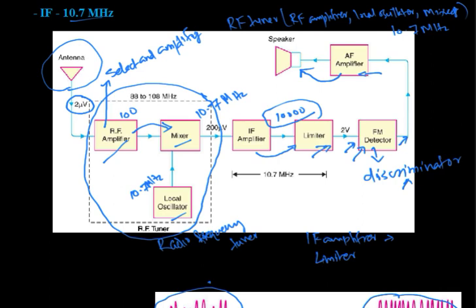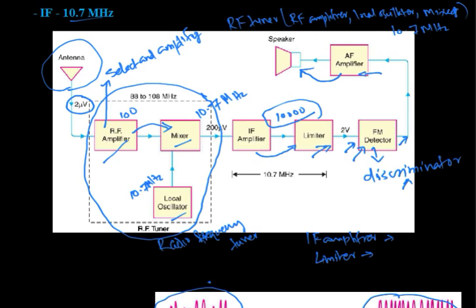Then the limiter, one of the circuits associated with the FM receiver, removes the amplitude modulated fluctuations in the radio waves received by the FM receiver, and then it is given to the discriminator, which is called the FM detector, which converts the frequency fluctuations into corresponding voltages.